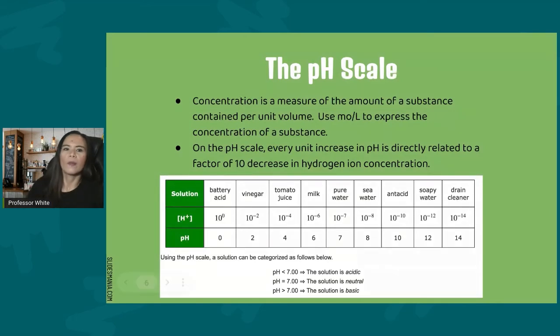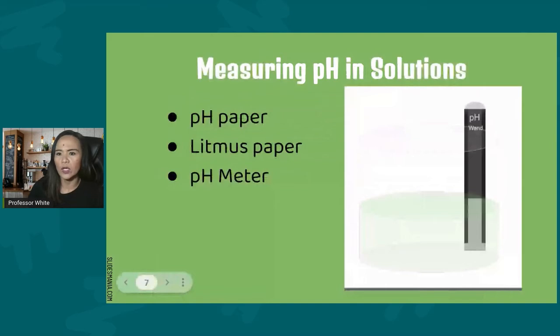Now, how do we measure pH in solutions? There are actually different ways. You can use pH paper, litmus paper, or pH meters. In our experiment, you will measure the pH of various household solutions, biological fluids, and buffer solutions.